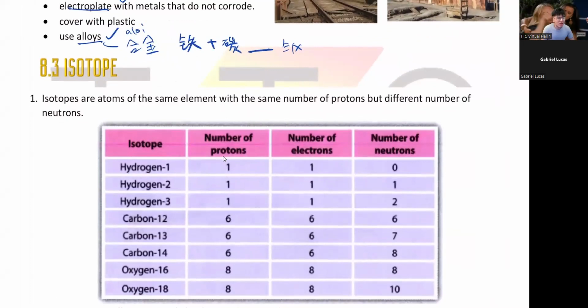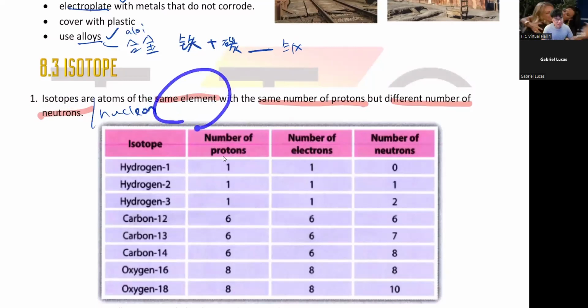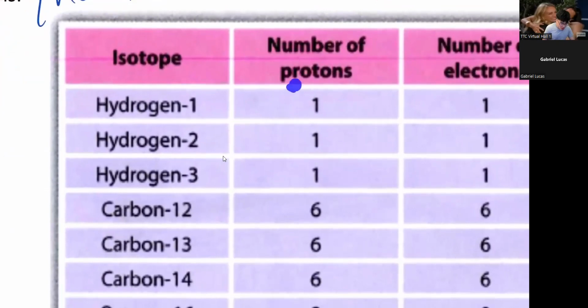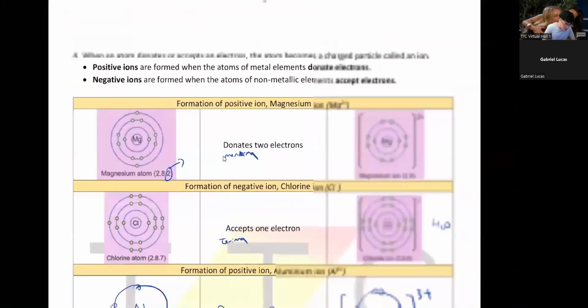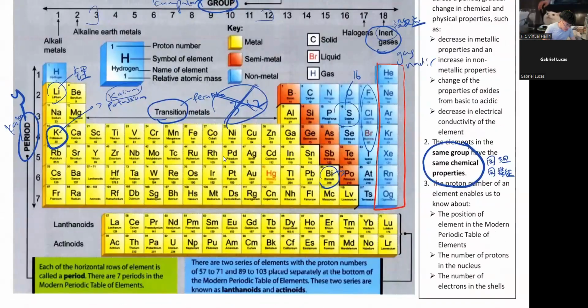Now, what is an isotope? Isotopes are the same element with the same number of protons, but a different number of neutrons or nucleons. Please write this down. That means isotopes are the same element. Like I said, same element should have the same proton number, right? For example, let's look at proton number 1. Who is IC number 1? IC number 1 is hydrogen, right?